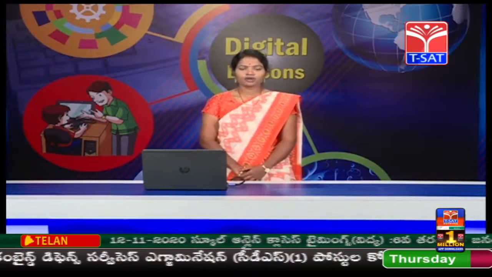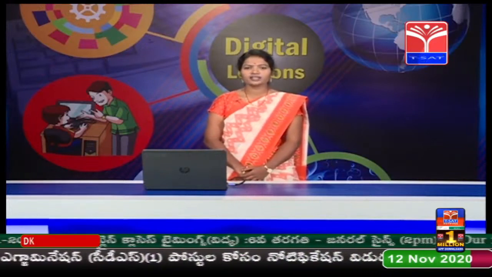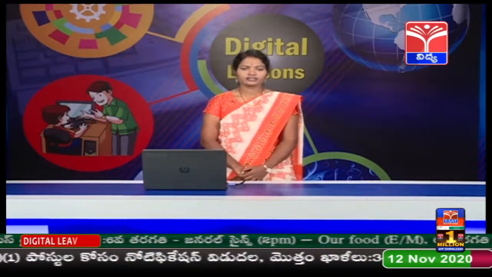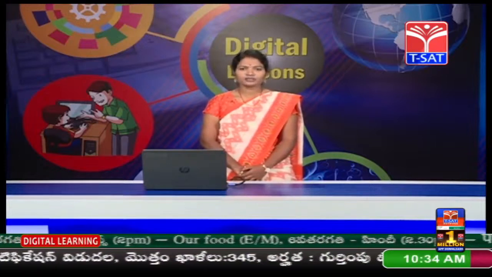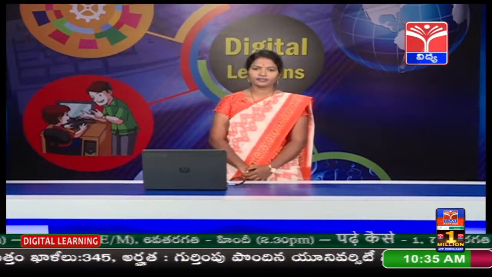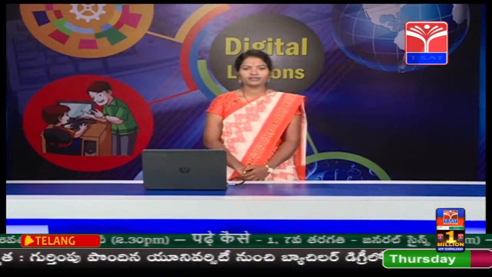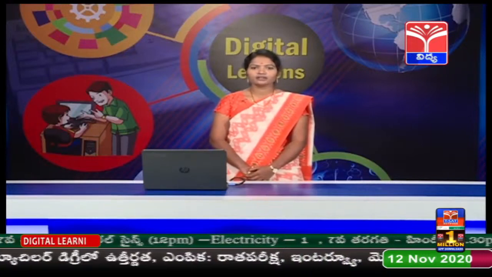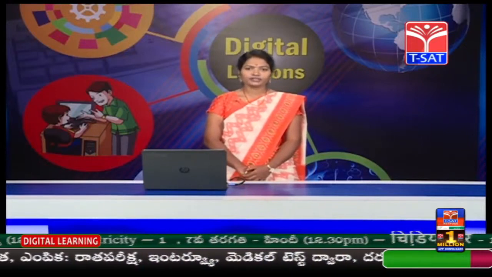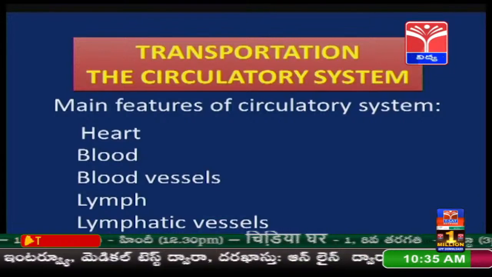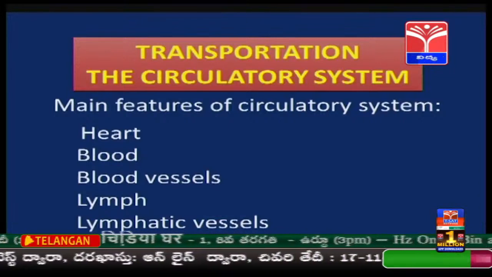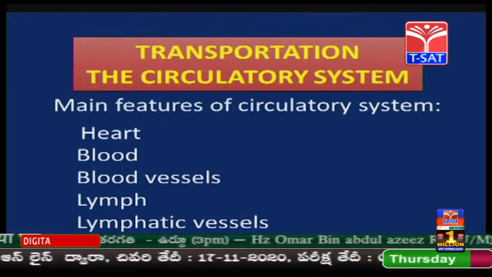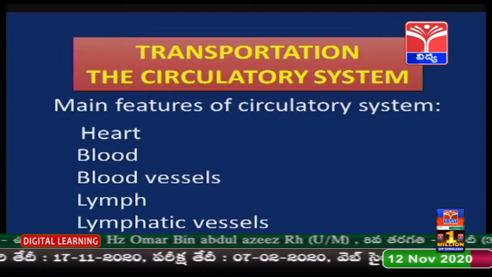Is it possible to transport all the three types of materials through a single system? Yes, it is possible by a system called the circulatory system. Children, today we will learn about the circulatory system. The circulatory system has some important components. The main features of the circulatory system are heart, blood, blood vessels, lymph and lymphatic vessels.